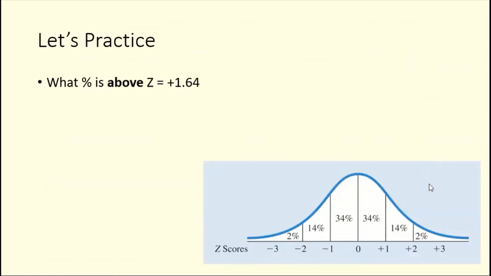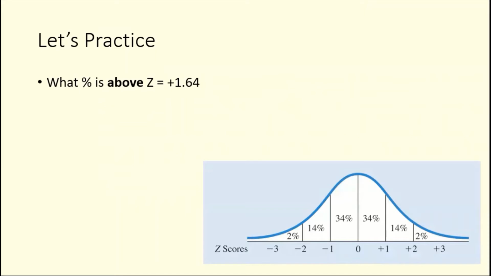So let's take a look at this. If I wanted to find the percent of scores that is above a z-score of positive 1.64, let's try this out. In order to do this, the first step is I need to make sure that I have a z-score. And if not, I have to change it to a z-score. It says I have a z-score here, so I've already got this.